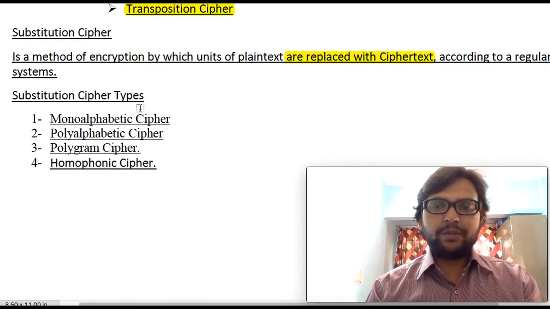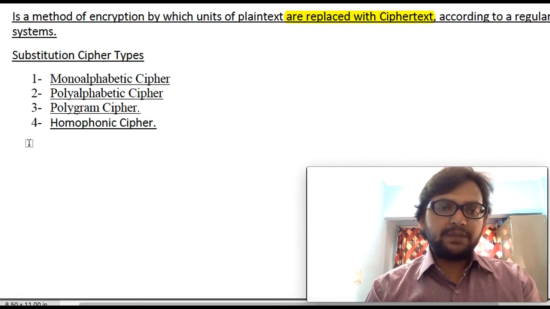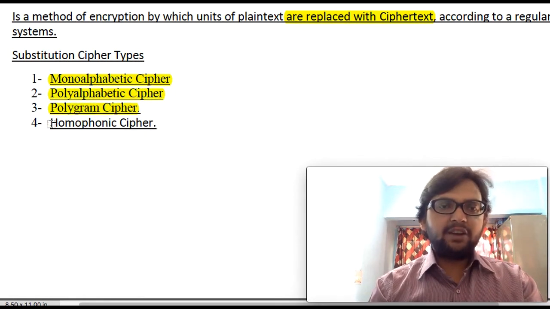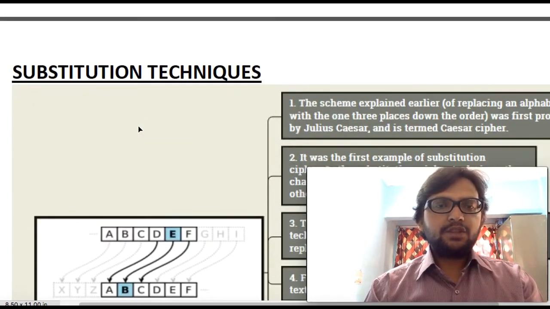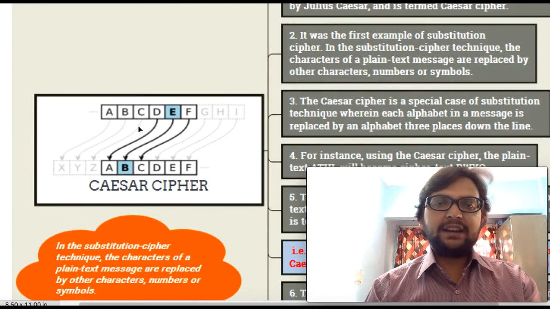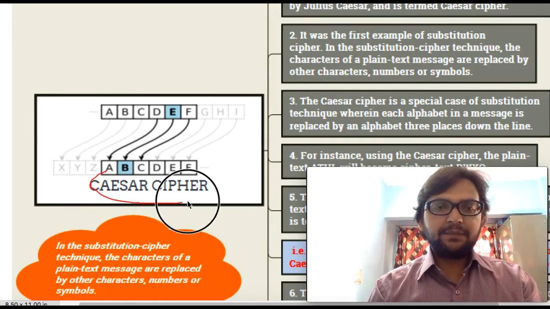We'll discuss what we mean by this. Now we have four types of algorithms present here: monoalphabetic cipher, polyalphabetic cipher, Polygram Cipher, and Homophonic Cipher. Let's discuss one by one. So we'll start with substitution cipher. Under that, we'll start with the very first, which is Caesar Cipher.